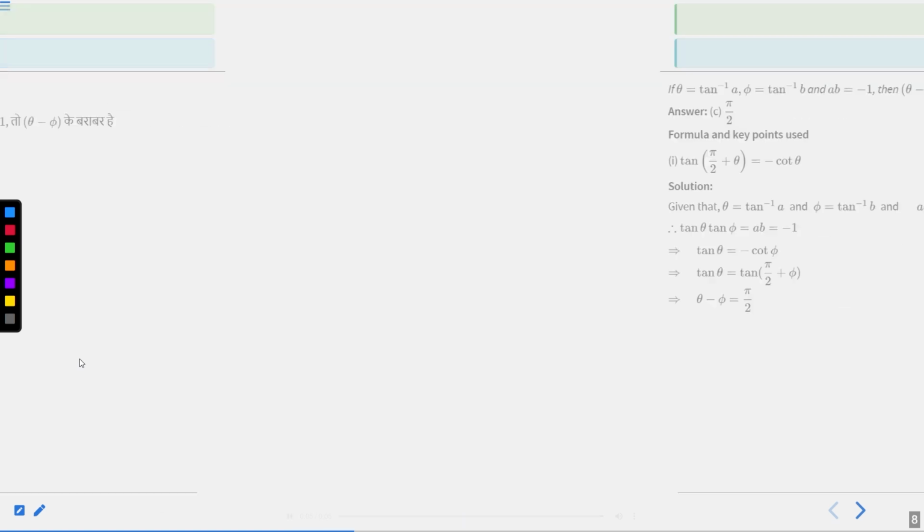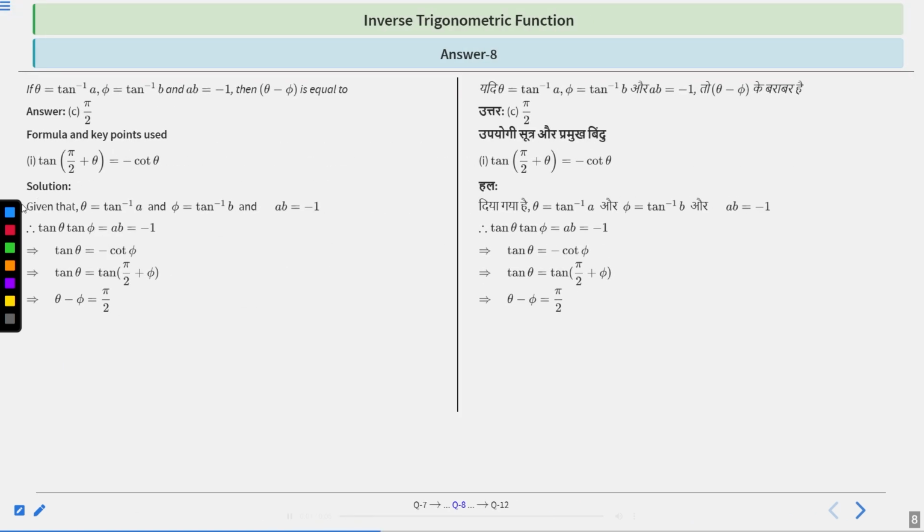Okay, let's move to the solution part. The formula and the key points we will use in this question is, we know that tan of pi by 2 plus theta is equal to minus cot theta. Now, given that theta is equal to tan inverse A and phi is equal to tan inverse B, and AB is equal to minus 1, therefore, tan theta into tan phi is equal to AB is equal to minus 1.